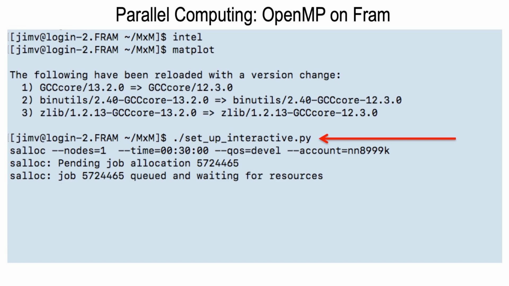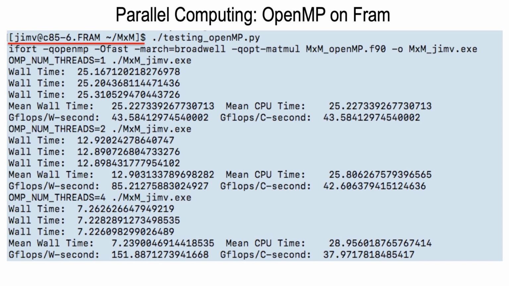It's crucial to compile and execute on the same compute nodes. Doing so prevents potential issues arising from architectural differences between login and compute nodes. After a short wait, we'll find ourselves redirected to the C85-6 node, where we'll proceed with our multi-threading tests using OpenMP.